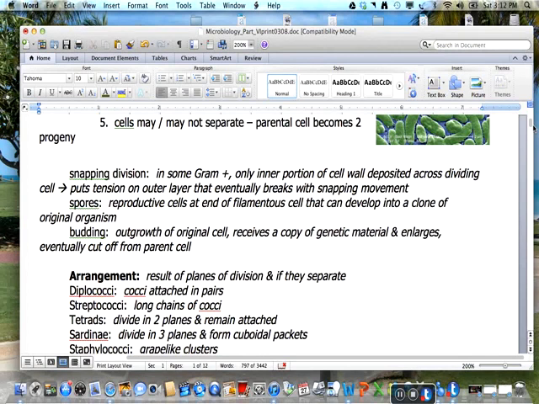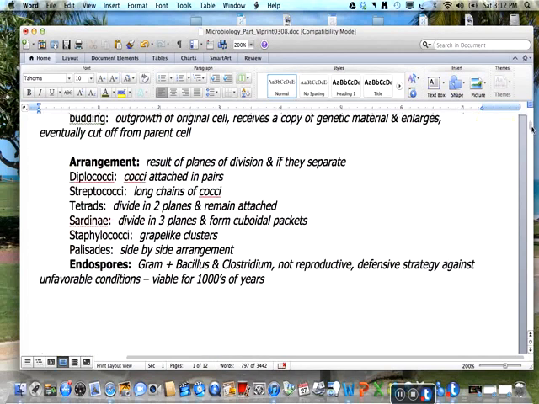The arrangement of the cells is the result of the planes of cell division and whether or not the cells separate. Diplococci are cocci attached in pairs, while the streptococci are long chains of cocci. Tetrads will form when the cells divide in 2 planes and remain attached. Sarcinae divide in 3 planes and form cuboidal-shaped packets. Staphylococci are arranged in grape-like clusters, with the term staph meaning grape-like. When cells are in a side-by-side arrangement, they form palisades.